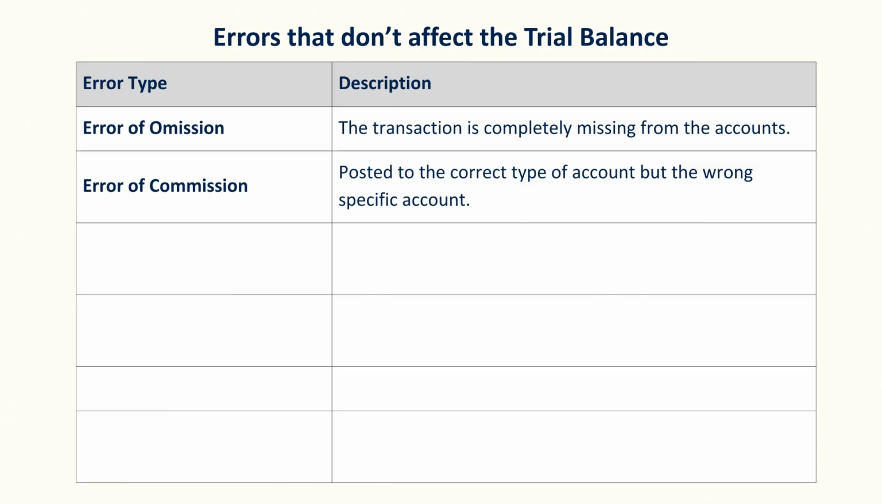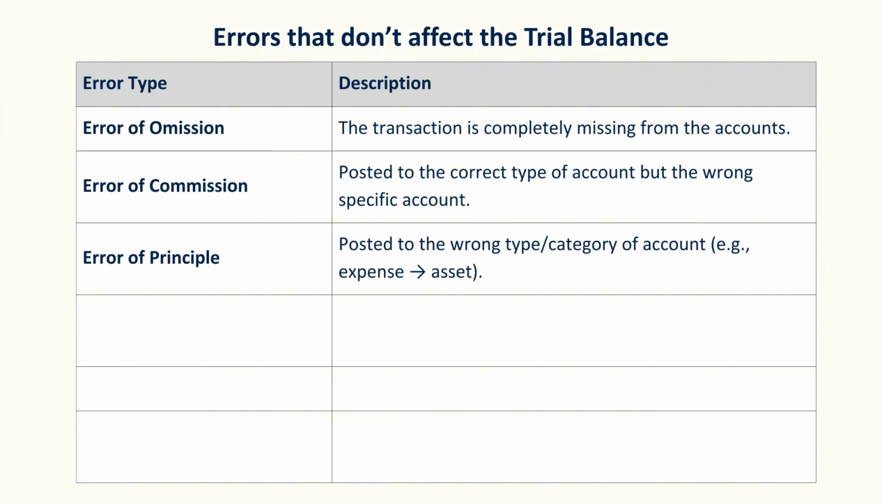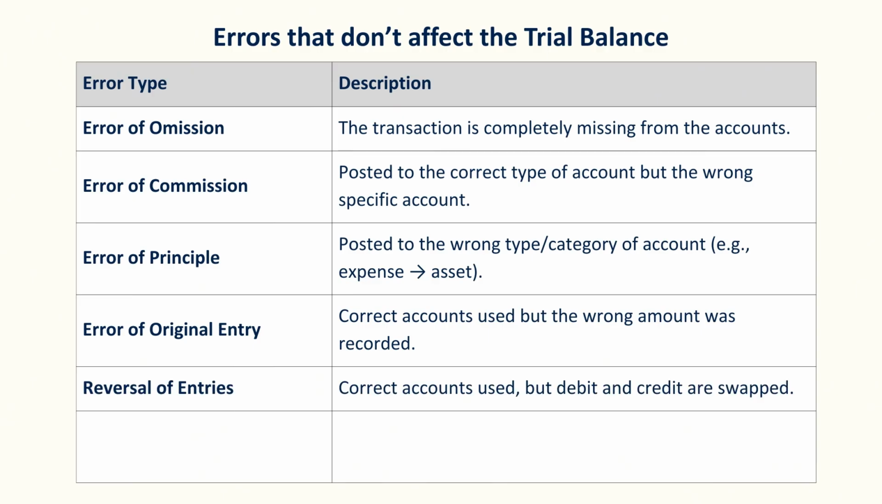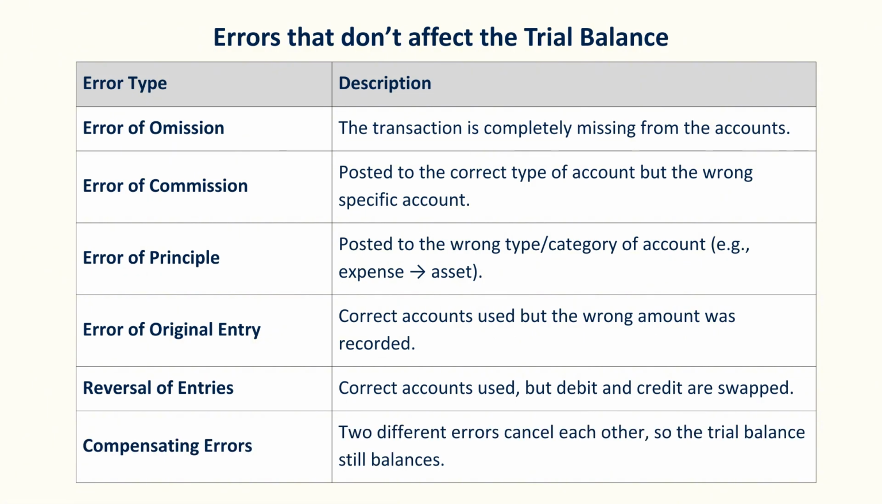Error of commission. The right type of account was used, but the wrong specific account, such as choosing the wrong expense account. Error of principal. The transaction went to the wrong category of account, for example, treating an expense as an asset. Error of original entry. The correct accounts were used, but with the wrong amount. Reversal of entries. The accounts are correct, but the debit and credit have been posted on the wrong sides. Compensating errors. 2 completely separate errors happen, but they cancel each other out, so the trial balance still balances.